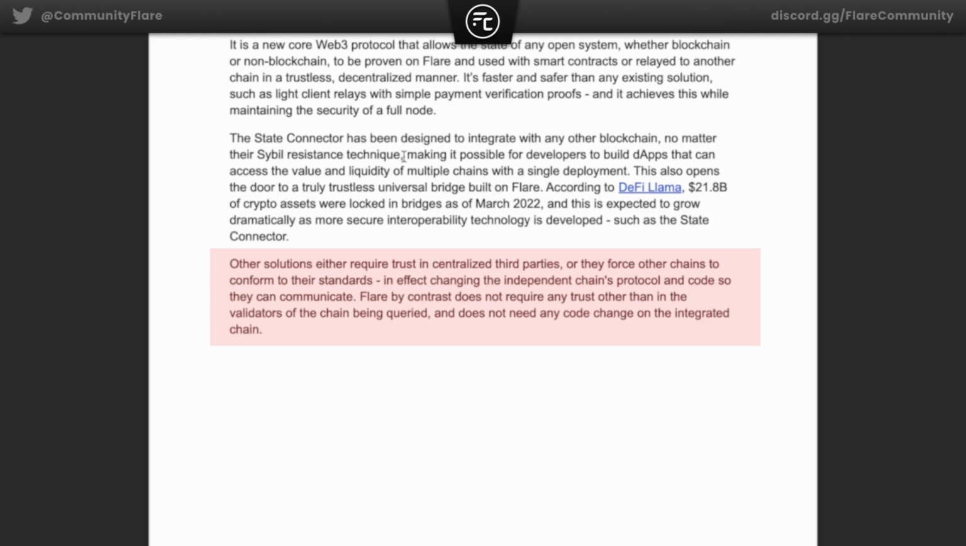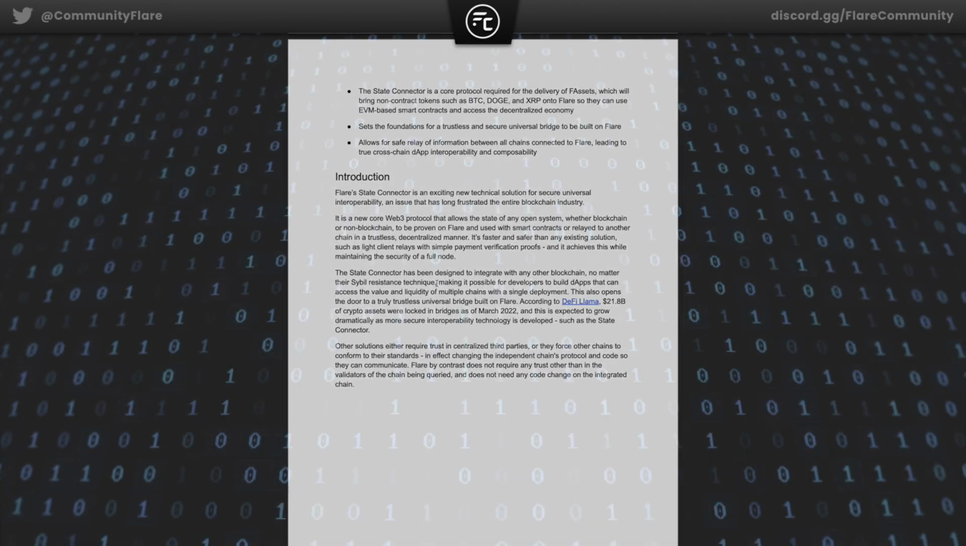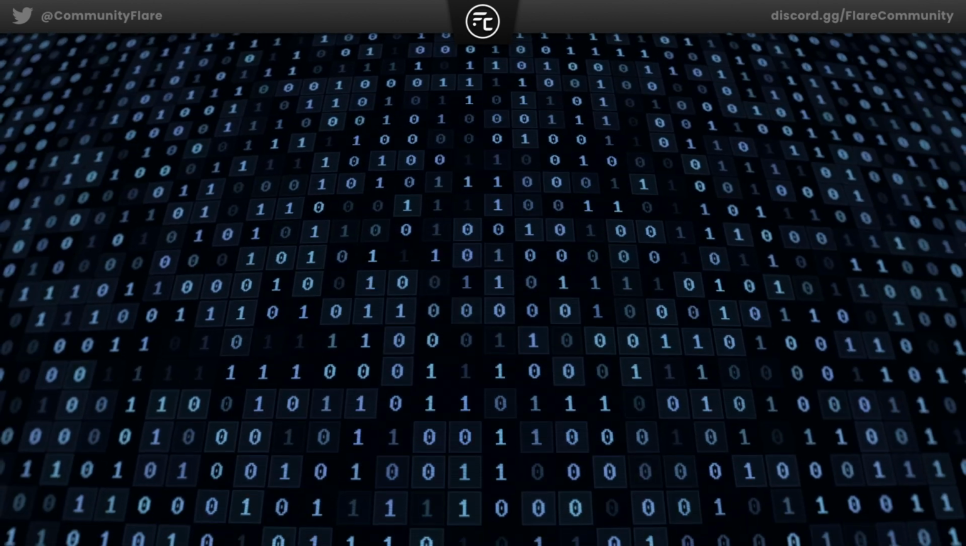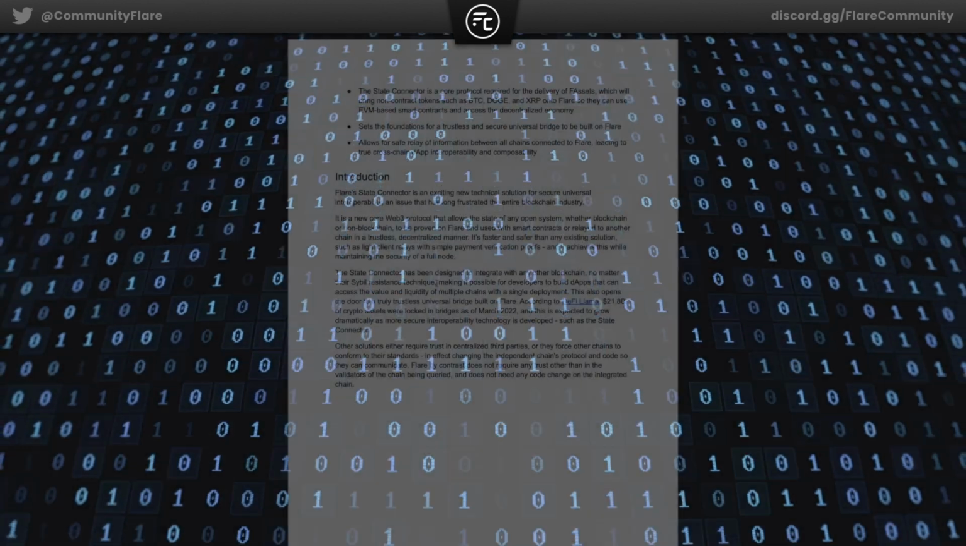Flare, by contrast, does not require any trust other than the validators of the chain being queried, and this does not need any code change on the integrated chain. And again, this is something that is really important for adoption. You know, to go to all of these layer one solutions and ask the developers to commit code to allow them to communicate together is just not feasible.